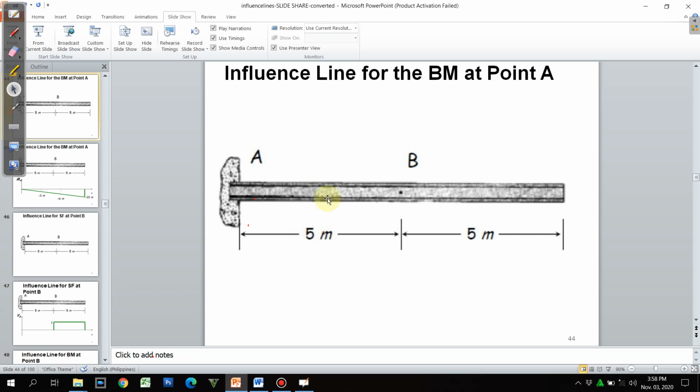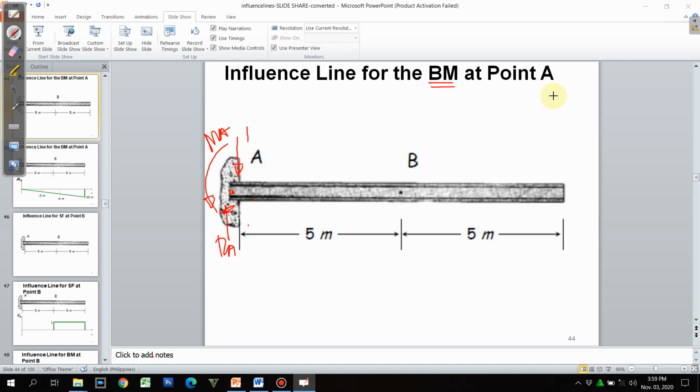So next, let us shift now to bending moment at point E. So bending moment at point E is located at that point. There will be RA here. So if we are going to have influence line from A to B, all we have to do is take moments at A to solve for MA.